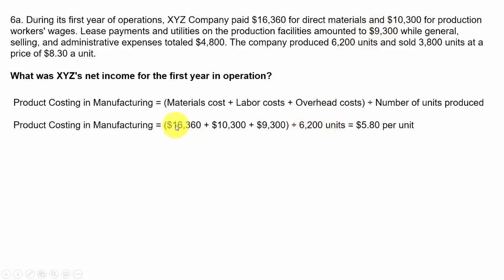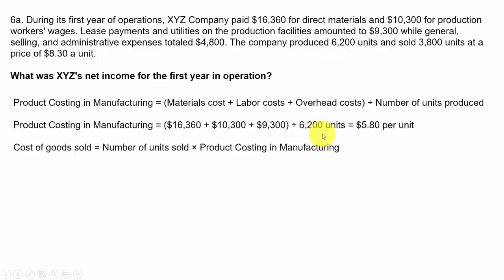We'll take all three of those, add them together, and divide that by the total units that we produced. The company produced 6,200 units. When we do this, that's going to be $5.80 for the cost per unit. Now, again, we're looking for net income. So the next thing we're going to do is figure out the cost of goods sold. Now, there may be shortcuts to working this problem, but I'm going through all the steps that I would go through in a normal situation to show you all the pieces, and then we'll find out what we're looking for, which is the net income for the first year.